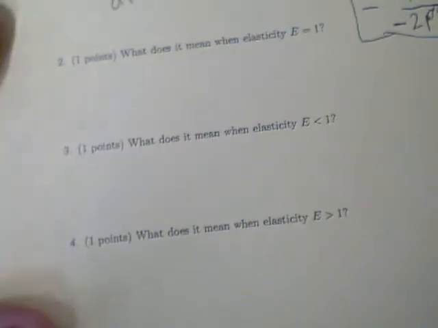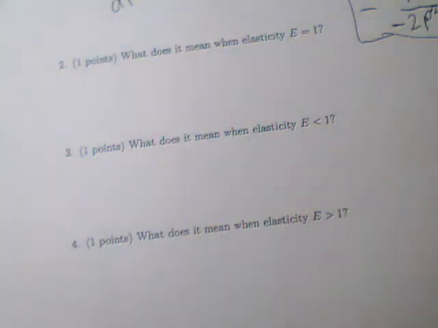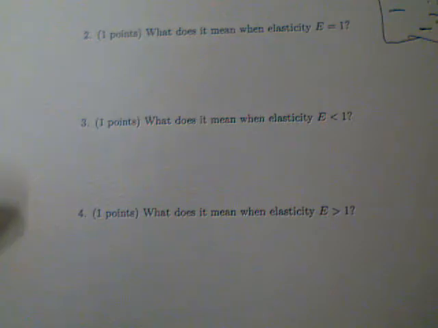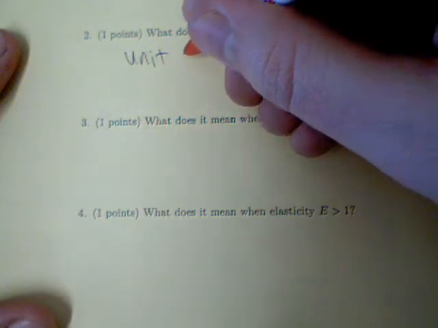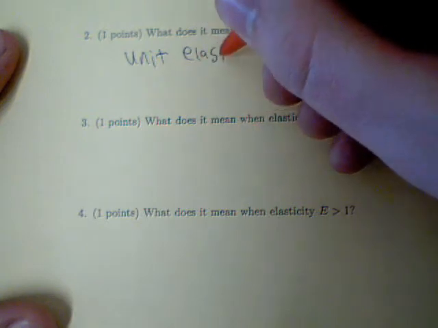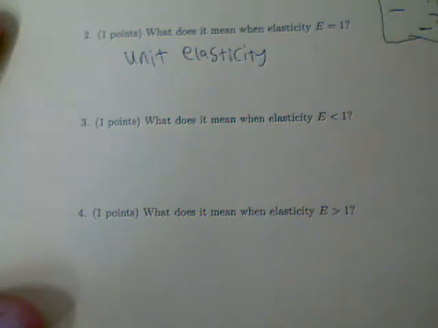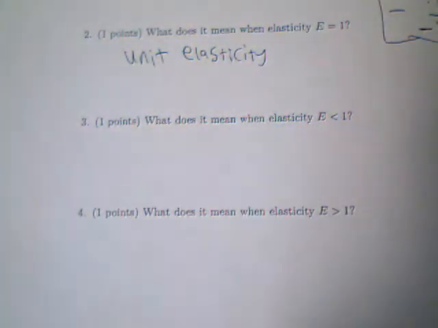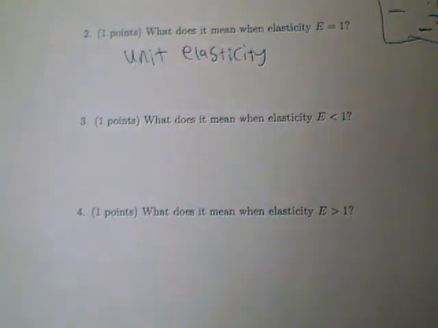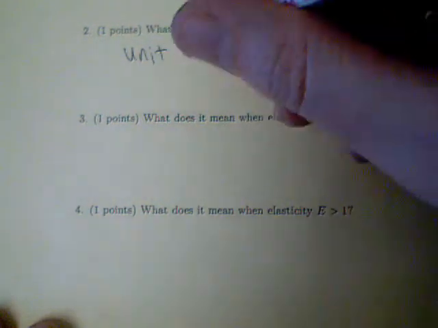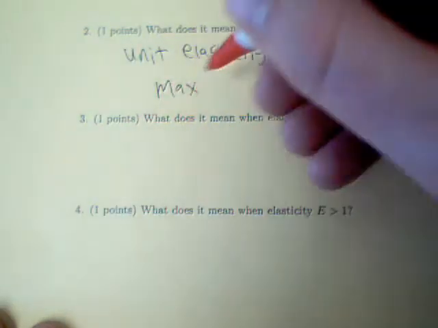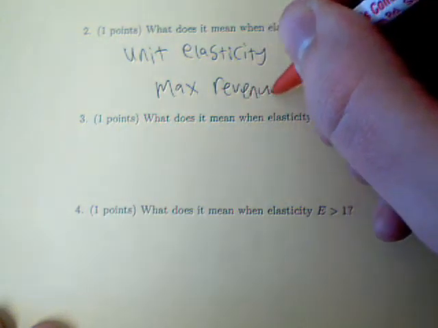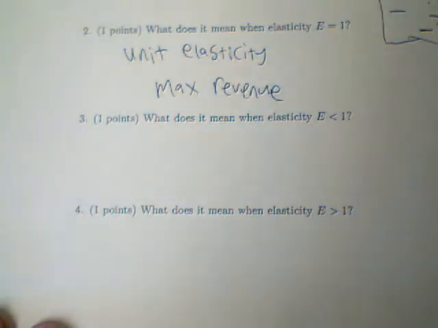Alright, so now what does it mean when elasticity E equals 1? The term for this is unit elasticity. And what it means, so it's only 1 point, so I gave you credit if you said that much. What I was really looking for, though, was what does it mean? Well, that's when you achieve maximum revenue. Okay, that's revenue, not profit.